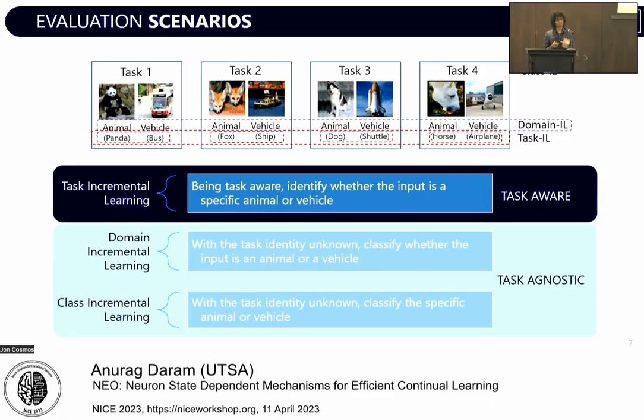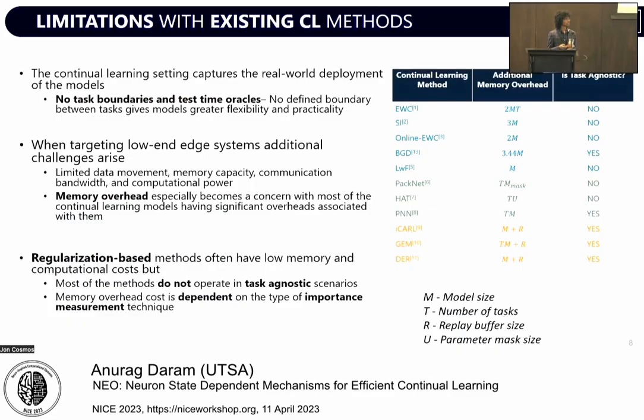However, these scenarios also bring in some limitations. The main goal of a continual learning system is to capture real world deployment for these models. And in the real world, we cannot expect any task boundary or a test time oracle to give the network the task identity or tell it when the task is changing or shifting, right? And especially when we're targeting low end systems, there are much more constraints in terms of resource, energy, and memory capacity.